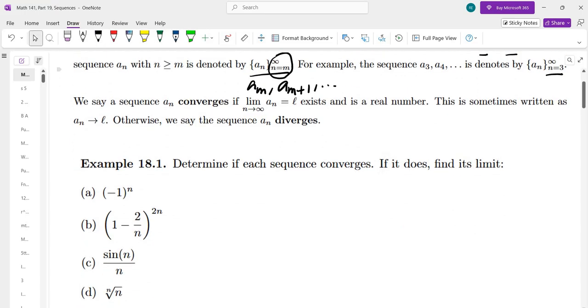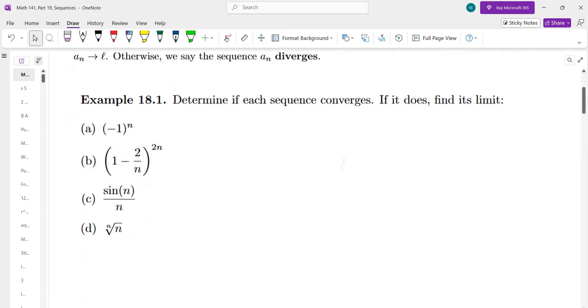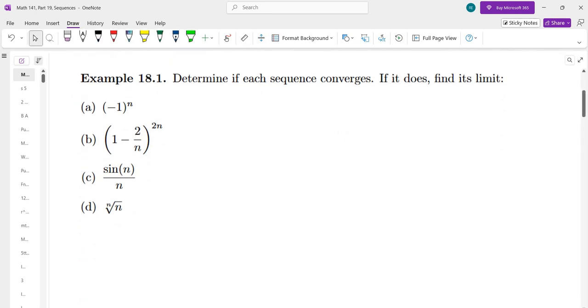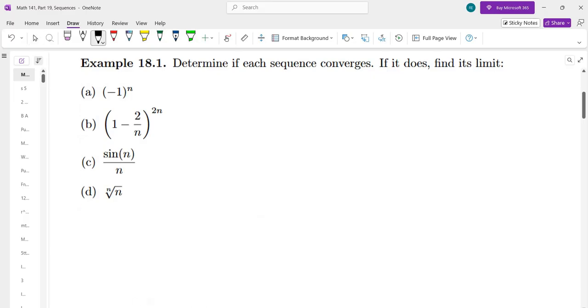We say a sequence converges if the limit of a_n as n goes to infinity is L, and that value is a real number. This is sometimes written as a_n arrow L, so that means a_n approaches L. Otherwise, if the limit either does not exist or the limit is infinity or negative infinity, we say the sequence diverges. So we're going to go over a few examples of evaluating the limits of sequences.